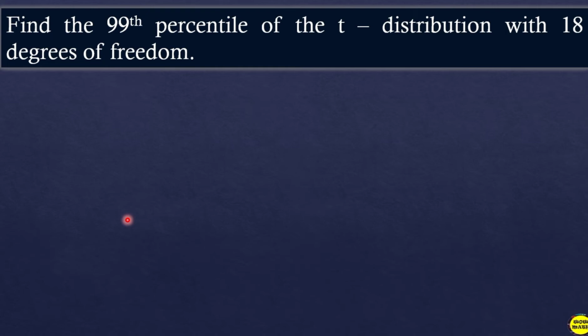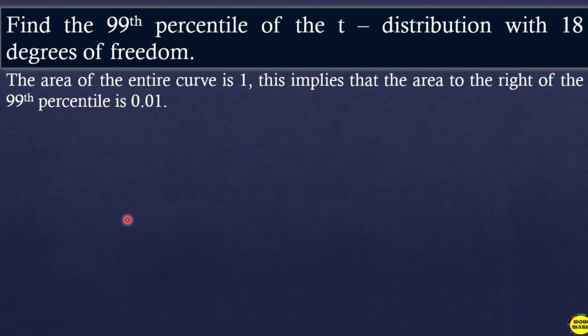Next, find the 99th percentile of the t-distribution with 18 degrees of freedom. So, paano natin gagawin to? Hindi kagaya kanina na binigay na yung area on the right tail of t-distribution. Ngayon, pinapahanap sa atin yung 99th percentile of the t-distribution with 18 degrees of freedom. So, una, alam natin na yung total area ng t-distribution is 100%. Tama? So kung 99 ito, 99 percentile, this implies that the area to the right of the 99 percentile is 0.01. Kumbaga, babawasan lang natin, no? Yung 100 minus 99, that is 0.01.